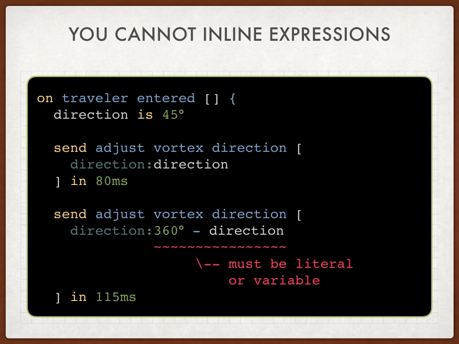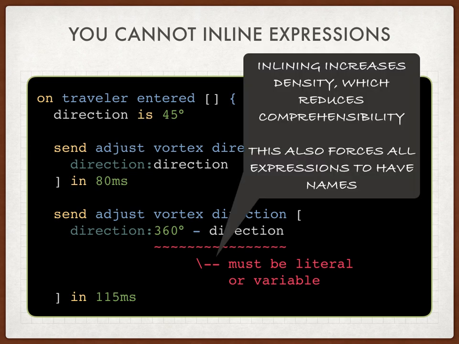Parameters have to be either a literal or a variable. You can't put an expression in there at all. Why? Putting this expression inline increases the density of the line of code. It increases the number of things happening in that line of code. If you don't understand that line of code, you have to have more context in your head to understand what is actually going to happen and what it all means. So we don't want that. We want each line of code to be as simple as we can possibly make it. Now, the side effect of this is that every expression has a name because you have to assign it to a variable. So this allows you to clearly express what is going on, why it's working that way, and can be very easy to understand what the code is actually going to do.